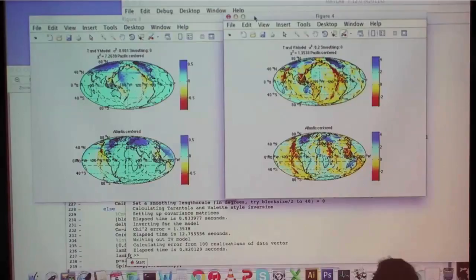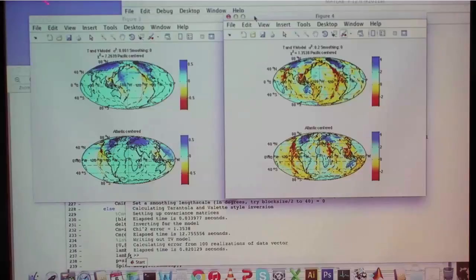Look also at the chi-square. This is the data fit. You like that number to be one. That tells you that you have a good balance between fitting the data and the errors in the data. That's basically what chi-square tells you.